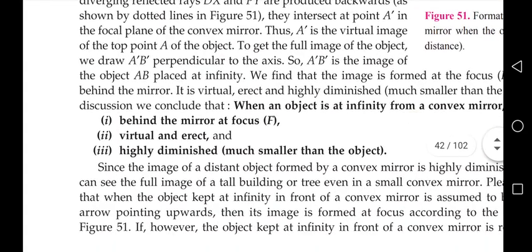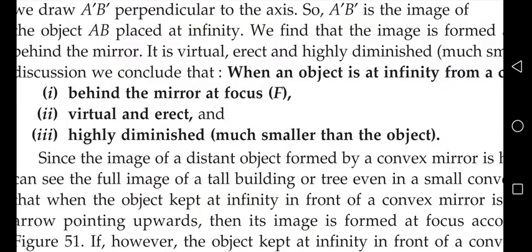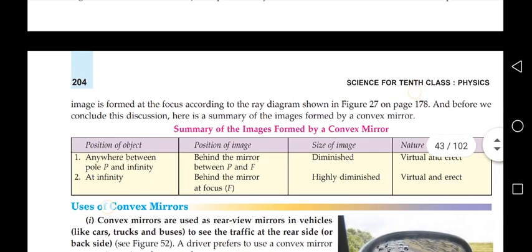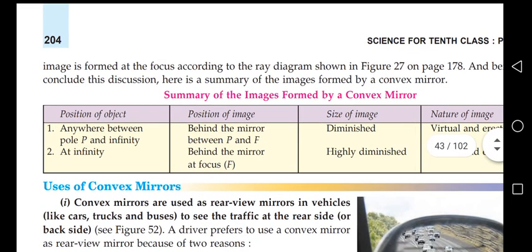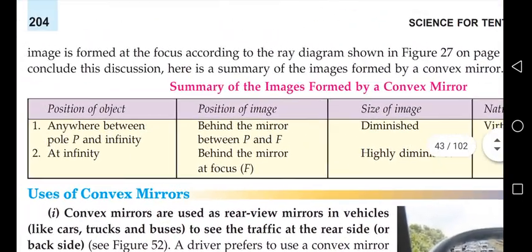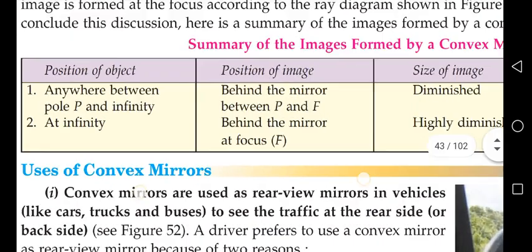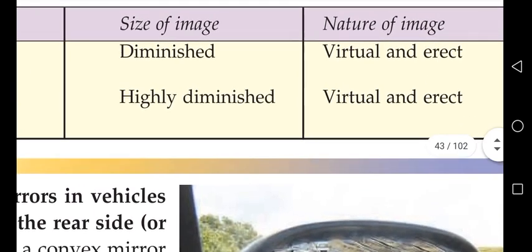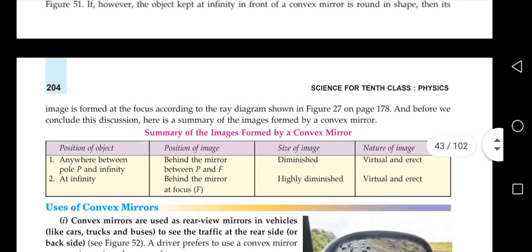So what are the observations? The observations are, the image will be formed at focus, it will be virtual and erect, and it will be highly diminished. Okay, so these are the observations. Now there are only two cases, so let us summarize this. When you place the object anywhere between pole and infinity, the image will be formed between P and F, the size will be diminished, and it will be virtual and erect. When you place the object at infinity, the position of the image is behind the mirror, that is at focus F, and the image is highly diminished, and the nature of the image is virtual and erect.